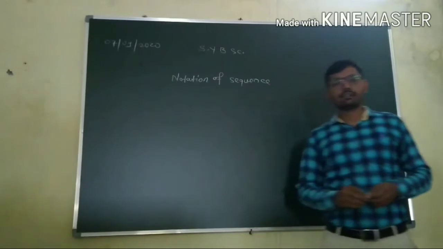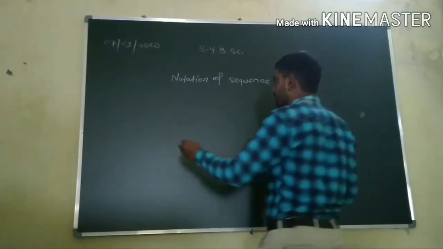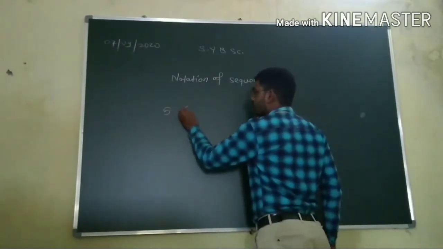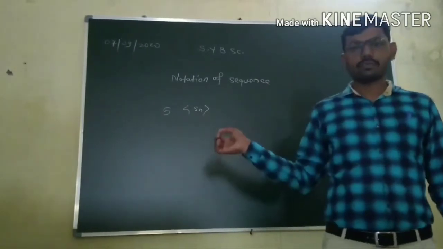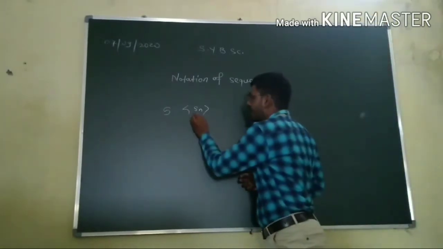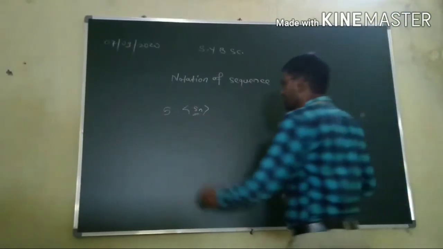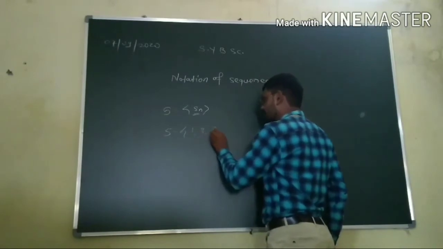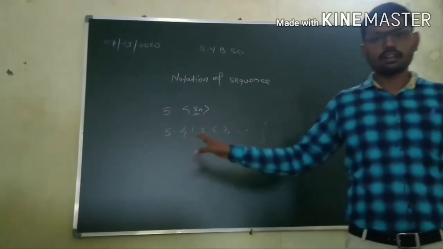We can indicate a sequence by any alphabetical character. For example, this is small s. We can write S is equal to (Sn). This is the general notation of a sequence, where Sn stands for the nth term of the sequence. For example, take the sequence S is equal to 1, 3, 5, 7 and so on, the sequence of odd real numbers.